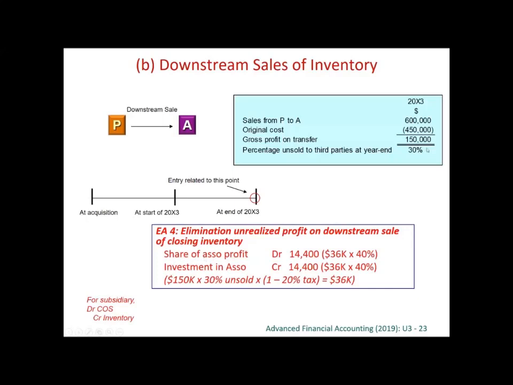In terms of the amount, the potential overstatement of the inventory is 150,000. Therefore, we start from this 150,000, but only 30% remains. So we multiply by 30%. After tax, 1 minus 20% tax rate, and you share only your 40% as an associate. So you debit share of profit 14,400, and you credit investment 14,400.